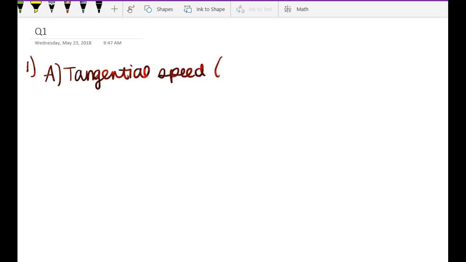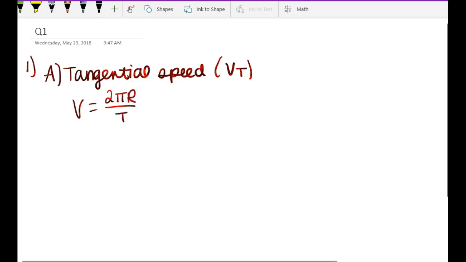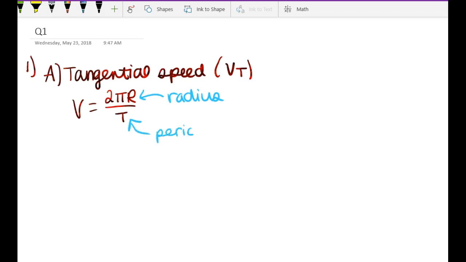Tangential speed just means linear speed. That variable is regular v, usually with a subscript of t for tangential. There are a couple of equations for that. Regular linear velocity is distance over time. When you spin something in a circle, the distance is 2 pi r, which is the circumference, because you travel one full circle. And capital T stands for period, the time for one full revolution. So you end up with velocity equals 2 pi r divided by T, where r is the radius and capital T is the period.